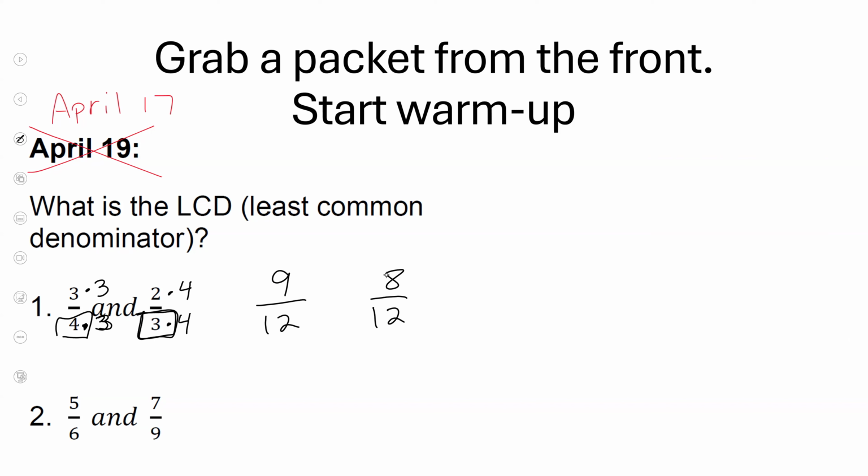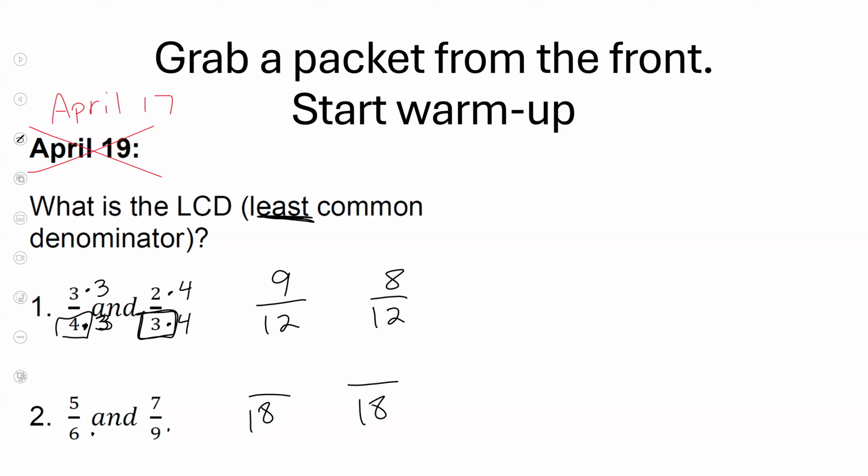Let's try number 2. I want the common denominator and I want the least number that it can be, the smallest number that it could become. So what do you think I should multiply these by? What do you guys want the denominator to be? 18. I want them both to be 18.